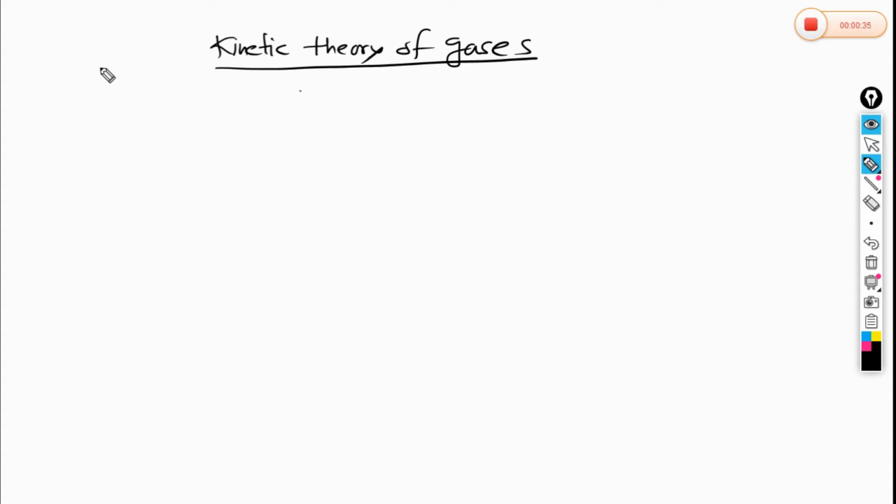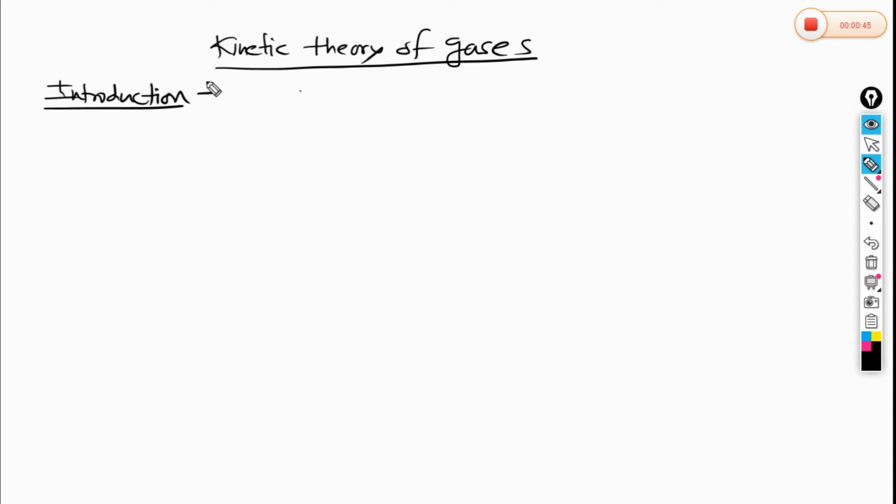Students, today we are going to start the new topic, that is the kinetic theory of gases. This is the new topic of your syllabus. Before starting the actual concepts, we are going to see some introductory part. So we'll see first the introduction.